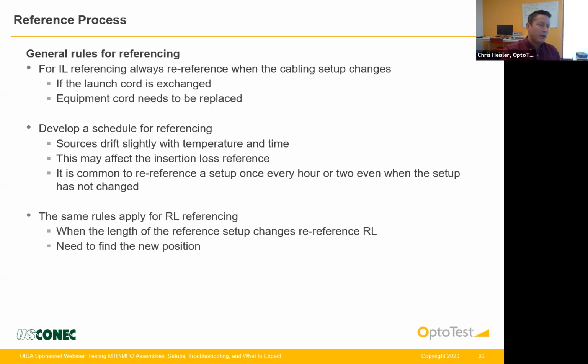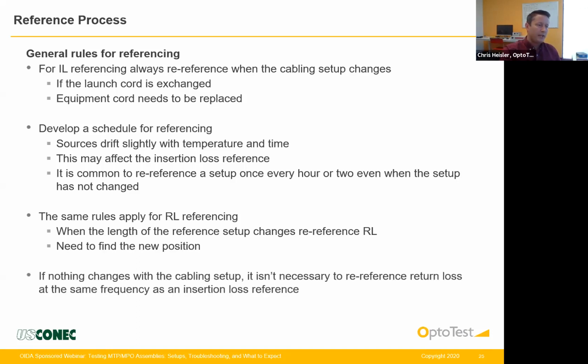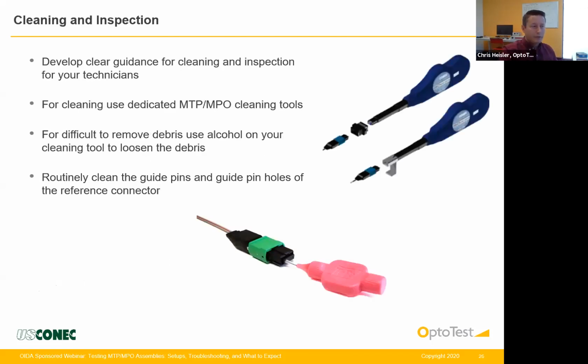The same rules will apply for RL referencing. When the length of the reference setup changes, one should re-reference return loss. So if you have a 5 meter reference cord and you exchange it out for a 5.5 meter reference cord, you'd want to re-reference return loss so that the system can find the new position to measure at. If nothing changes with the cabling setup, it isn't necessary to re-reference return loss at the same frequency as an insertion loss reference. Now for the more mandatory portion of any fiber optic presentation, cleaning and inspection.